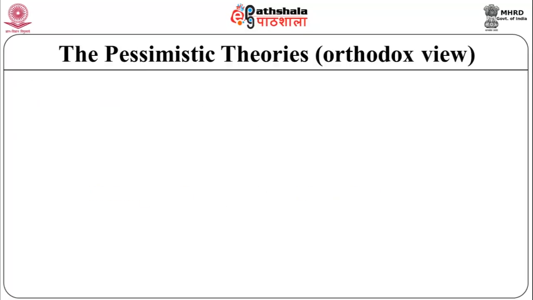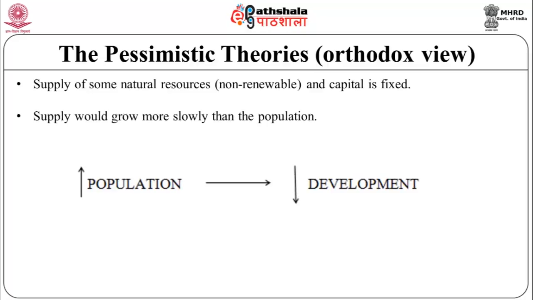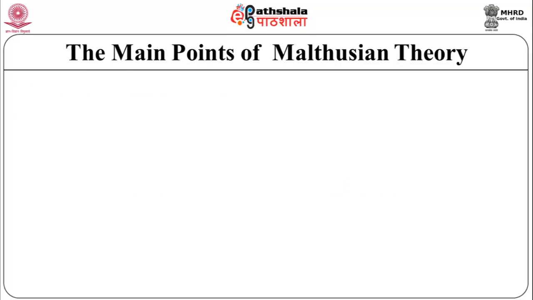Now let us discuss the pessimistic theories, that is, the orthodox view. Supply of some natural resources, that is non-renewable, and capital is fixed. Supply would grow more slowly than the population.